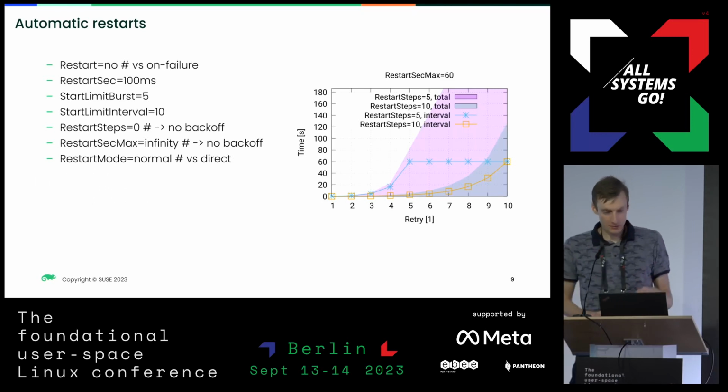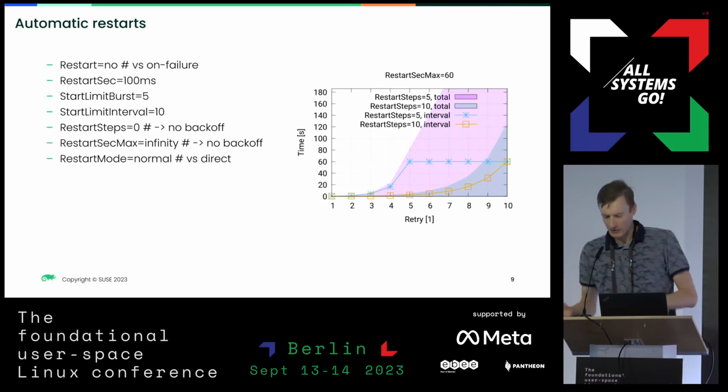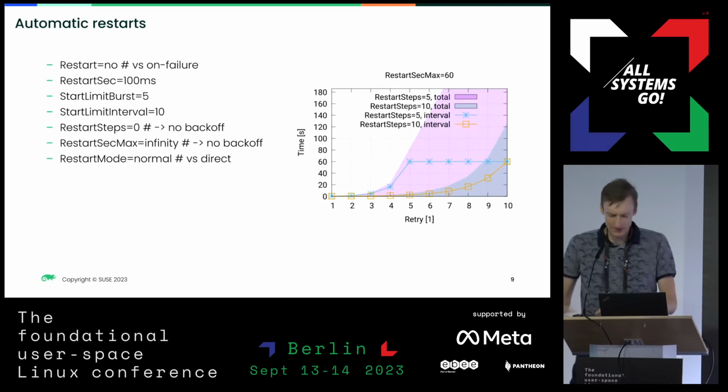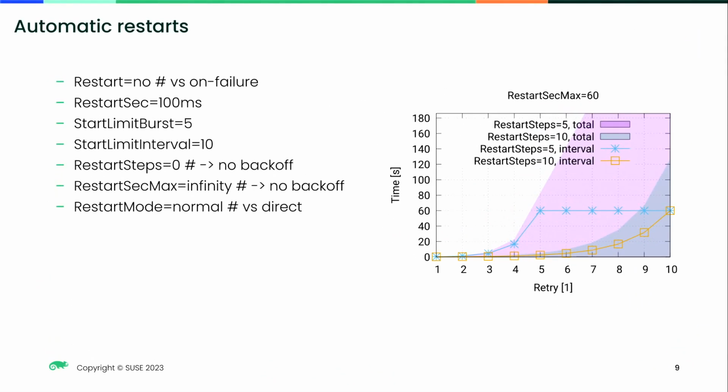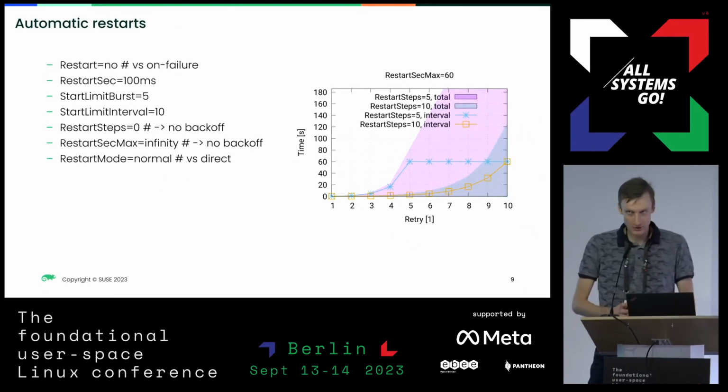pair of rate limiting directives. And recently there is also a pair of exponential back-off directives where you can specify the maximum interval it will try before restarting the service, and also a number of steps before the interval is reached with the exponential backoff. In the picture, we can see that the more steps you use, the more tries you get before you reach the high interval.